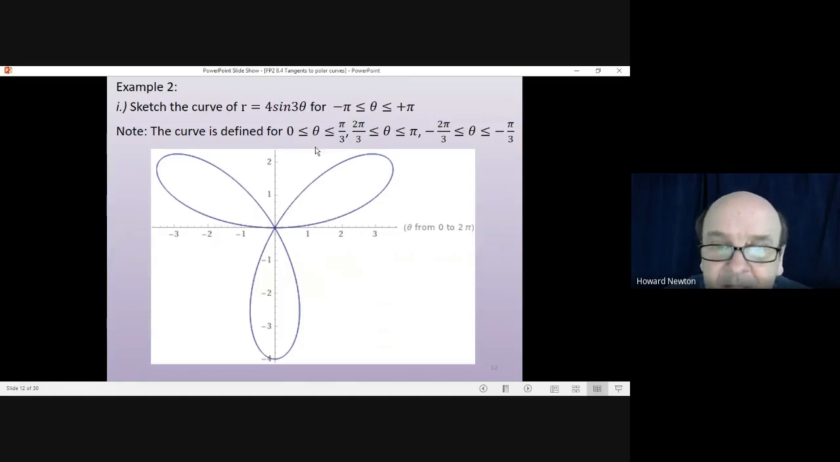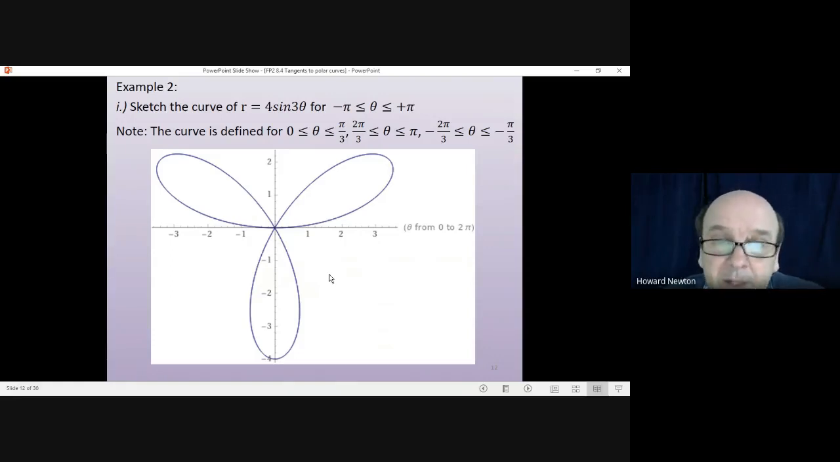In this instance, we've got a petal here from 0 to π/3, and then there's a region where the curve is not defined. And then between 2π/3 and π, the curve is defined again. Then the region isn't defined. It's defined between -2π/3 and -π/3, and then it isn't defined again. Now, that will matter later on when we're considering values of θ, and which we do have to include and which we can't include.